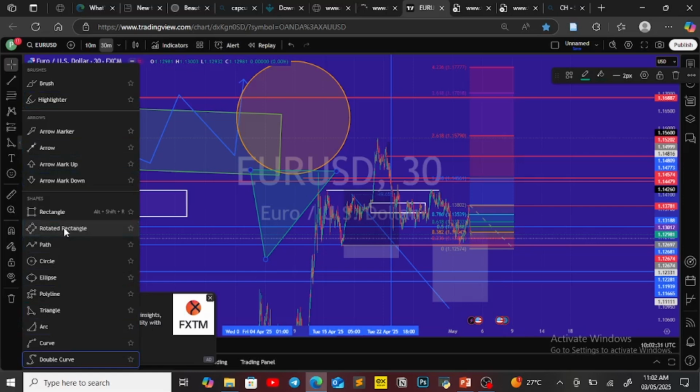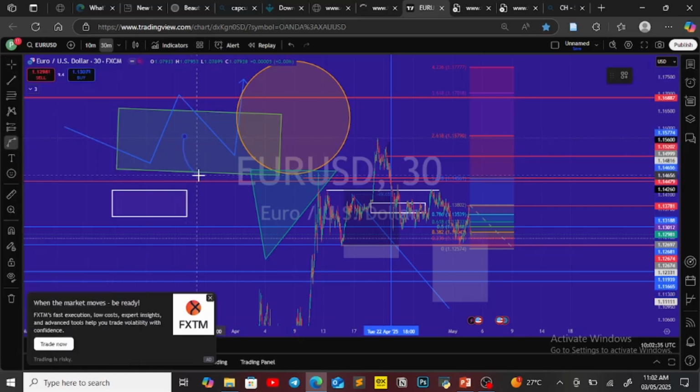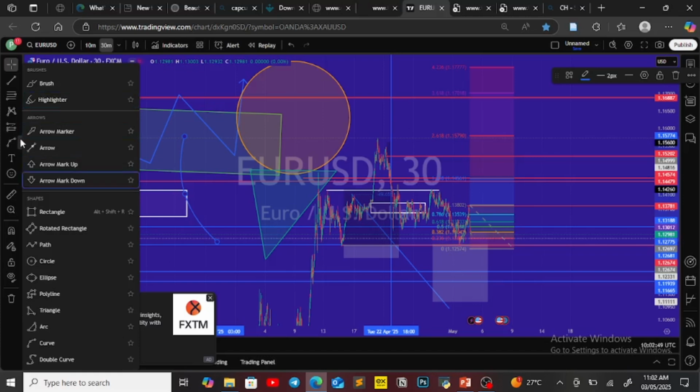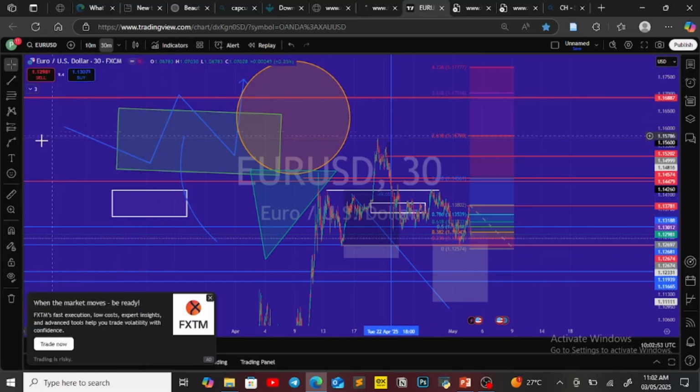You have the arc, you have the curve. Okay, you see this curve also. Some people use this curve, especially if you are trading this chart pattern, that is, you know, cup and handle, something like that. So I think you're going to need this curve shape. So you have the double curve also. So I think that's everything about these geometric shapes.